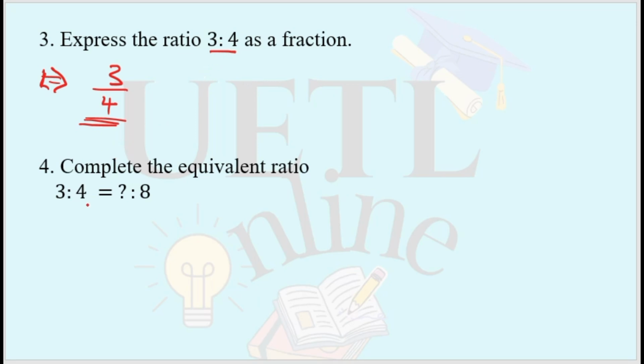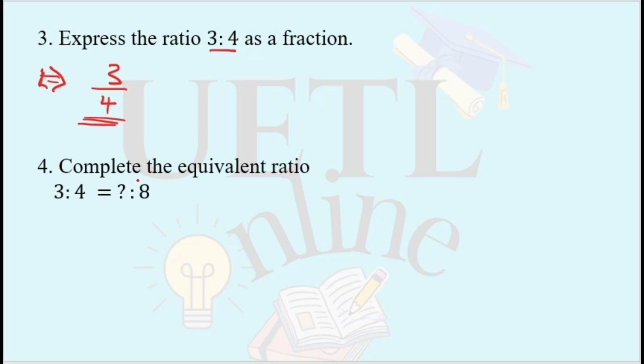Let's go to example 4. Here the question says complete the equivalent ratio. We are given the ratio 3:4 is equal to a certain number, where we have to fill in the blank, is to 8. What we do is check which number 4 was multiplied by to get 8, because to get equivalent ratios we have to multiply or divide by the same number, like I said.